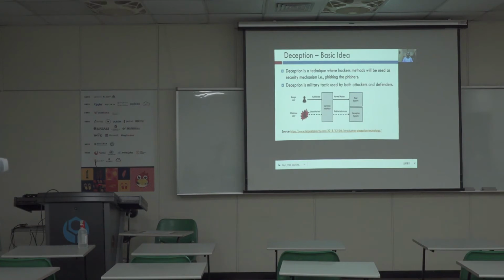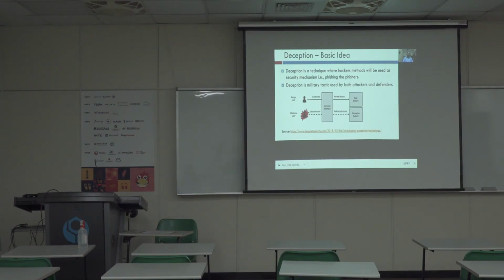So, let's assume that there is a website of a bank. What hackers do is, they recreate the user interface of a bank, which looks like a real website, but in reality it is not a real website. In the backend, they use the interface to collect your data and to carry out further attacks. So this is known as phishing. On the server side, we are going to use similar techniques to protect our resources. Deception is a military tactic used by both attackers and defenders. In our case, we are using deception for defending our resources.